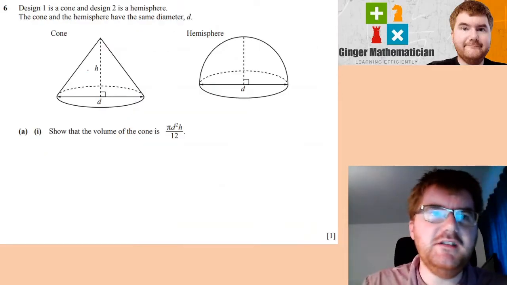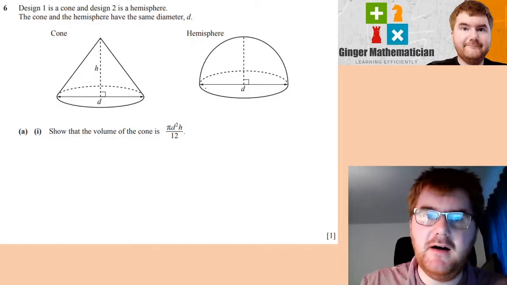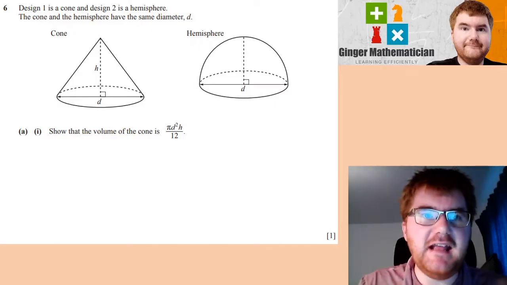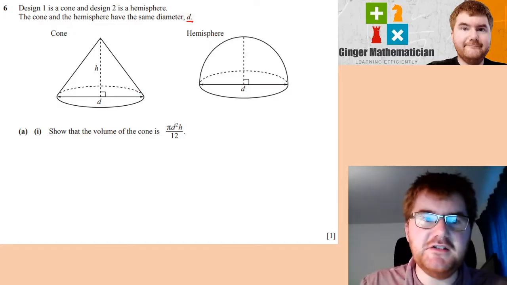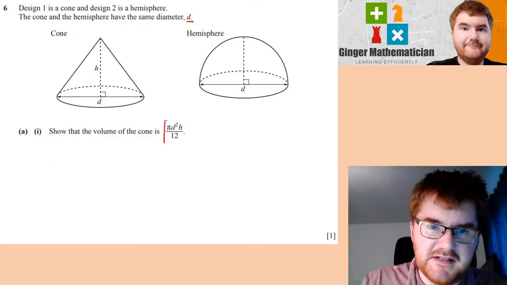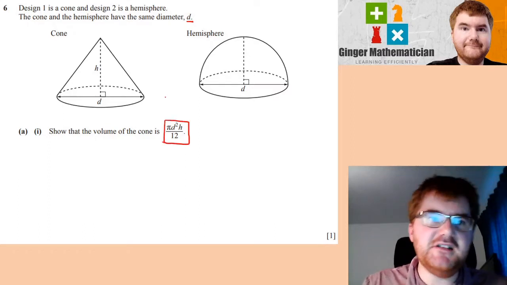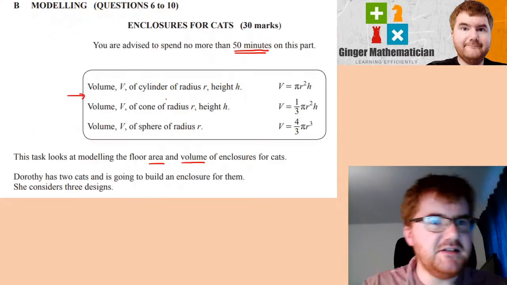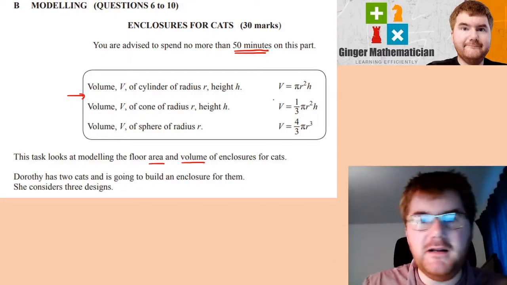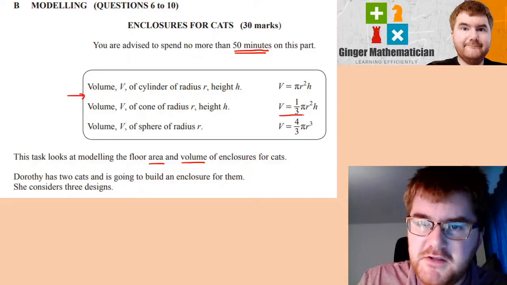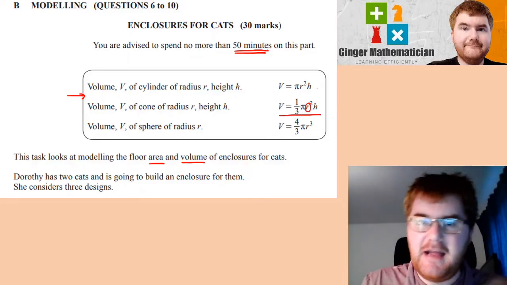So design 1 is a cone like so, and design 2 is a hemisphere, so half a sphere, and the cone and the hemisphere have the same diameter d. And the first thing we need to do is show that the volume of the cone is equal to this expression here. So the first thing I'm going to notice, if I go back, so this is a non-linear paper, you need to go back and forward, is that we have the formula for the volume of a cone, but notice the formula contains the radius and not the diameter.